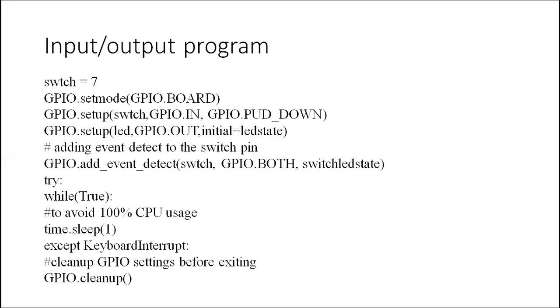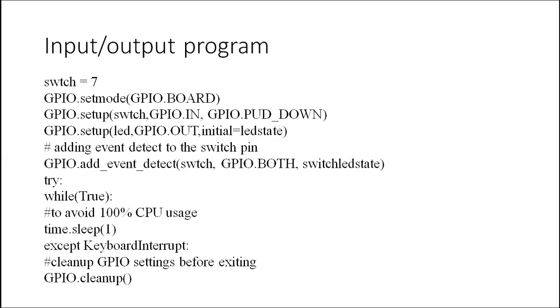So what does both mean? Whenever a switch is pressed, it goes from state 0 to state 1. You can assume it is something like a square wave. From 0 it goes to state 1, and it stays in state 1 until you release it, and then it comes back to state 0.